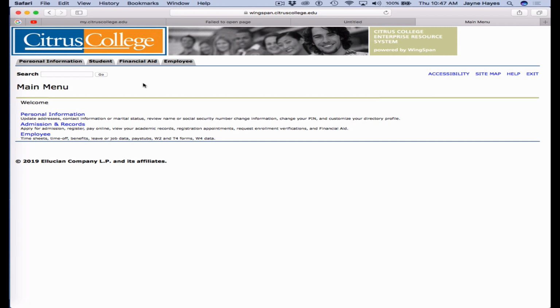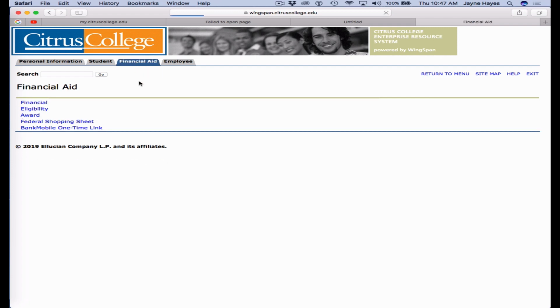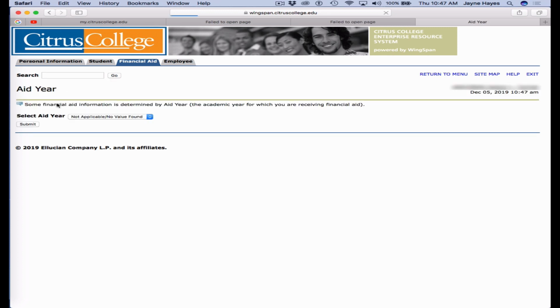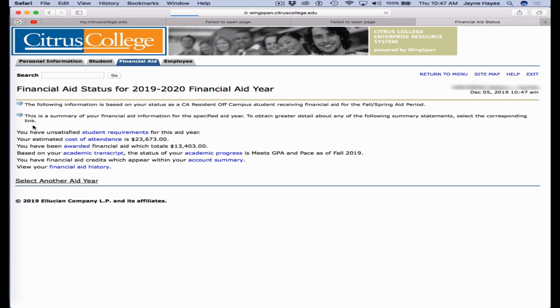Okay. So if you log in, you'll see the different tabs up there, which are personal information, student, and financial aid. Of course, you want to go directly to the financial aid tab. Select that there, and click where it says financial aid status. You want to see what's going on. Select the year, 1920. Okay, so if you notice, it says you have unsatisfied student requirements for the year.